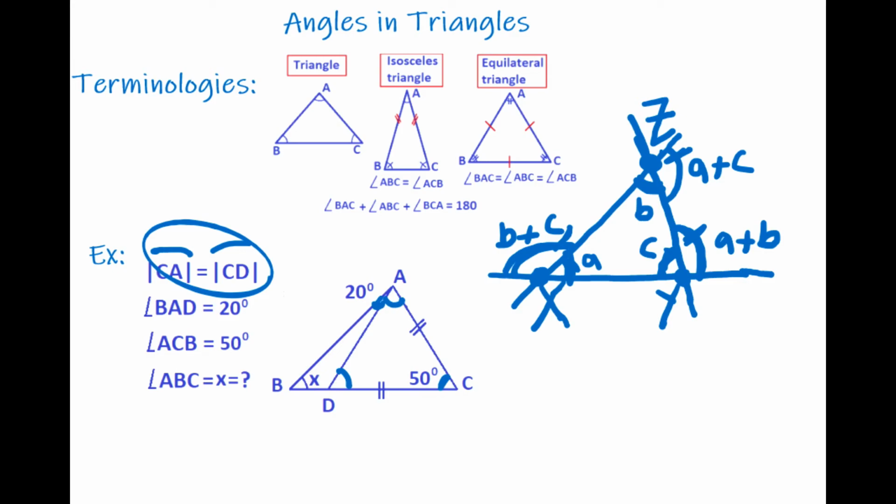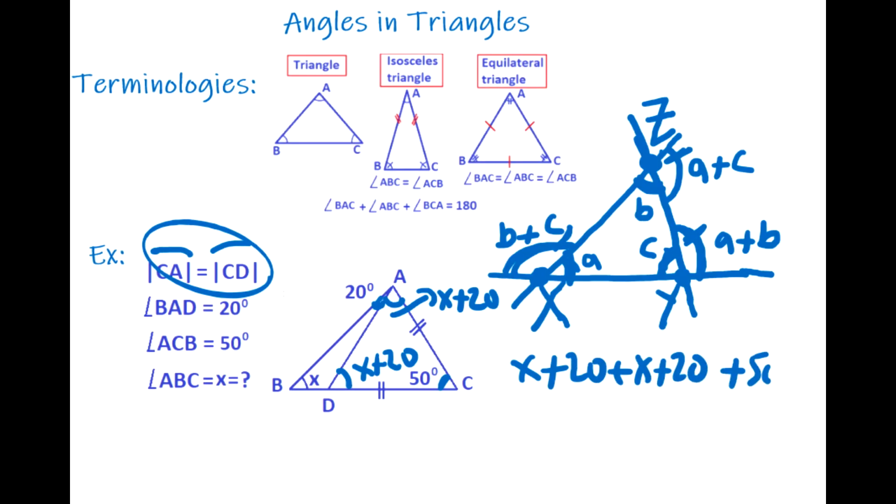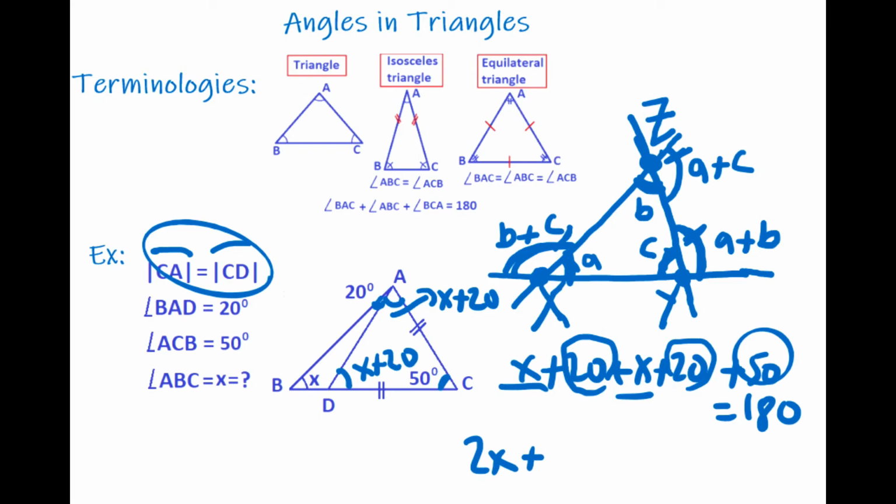That angle, we can write it as x plus 20 from this logic. So that means this is also equal to x plus 20, guys. And if you add all the interior angles, we're going to have 180. In other words, x plus 20 plus x plus 20 plus 50 is 180. We have two x values on the left, 2x. We have 20 here, another 20 here, 40 plus 50, which is 90. So we're going to have 2x plus 90, which is 180.